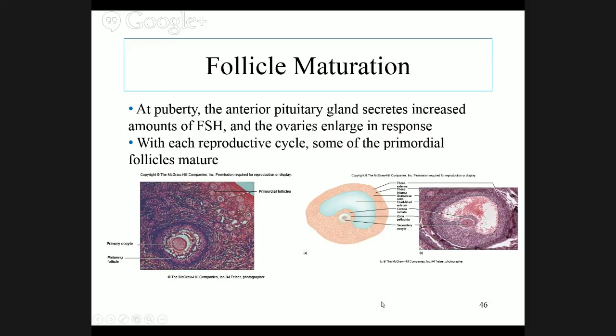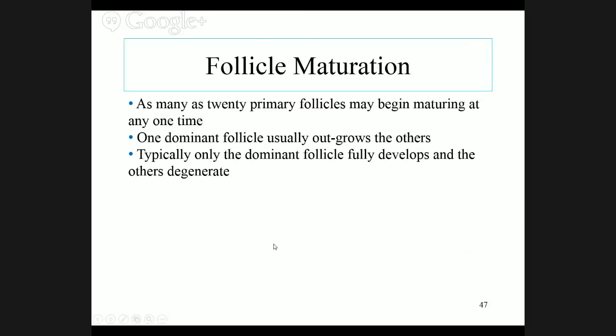Let's talk about follicle maturation. At puberty, the anterior pituitary gland secretes increased follicle-stimulating hormone, and the ovaries enlarge in response. With each reproductive cycle, some of the primordial follicles mature and become primary follicles. As many as 20 primary follicles may begin maturing at any one time.